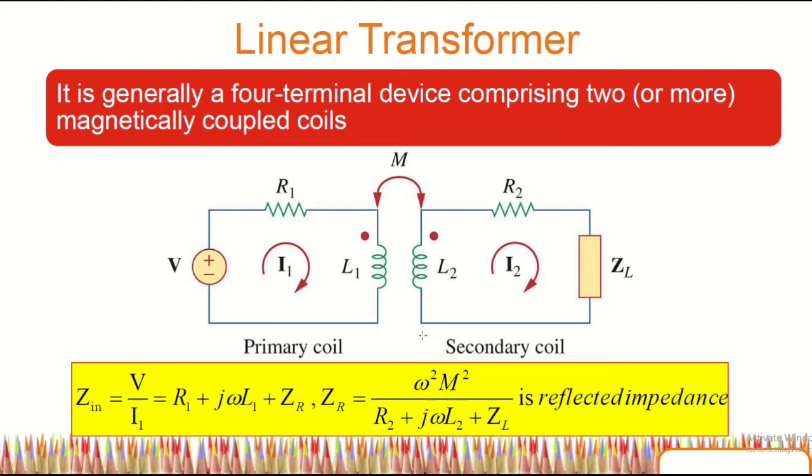So to find the reflected impedance, which is the Z in here, we can use this formula where Z in is equal to R1 plus JWL1 plus ZR, where ZR here is equal to omega square M square divided by R2 plus JWL2 plus ZL. Okay.